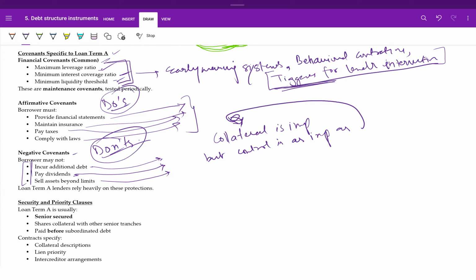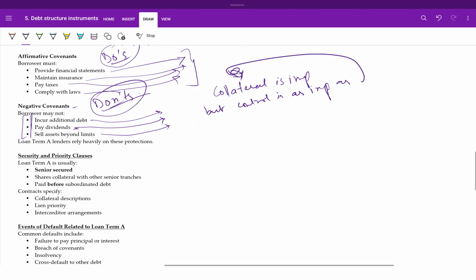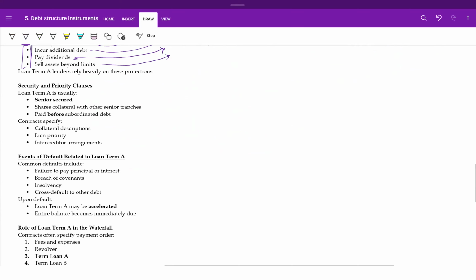Now let's talk about security and priority. Loan term A is typically a senior secured loan, sharing collateral with other senior tranches, and it is paid before subordinate debt. The contract specifies that there should be a collateral description, a lien priority, and an intercreditor agreement. This determines who gets paid and when during a time of distress.